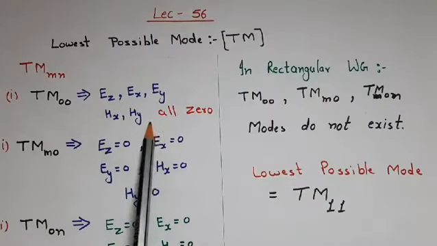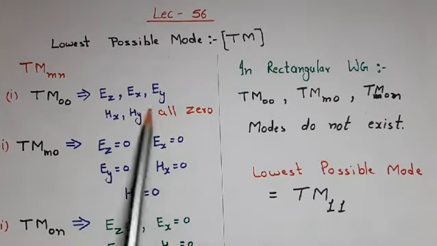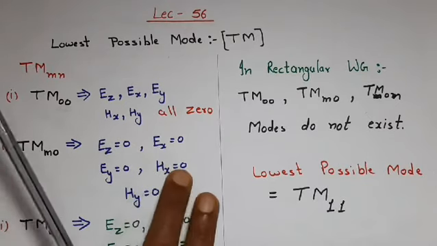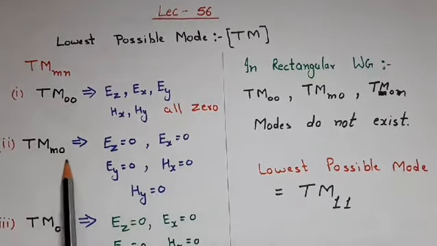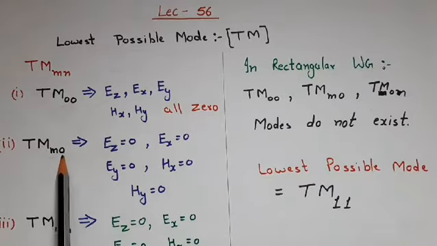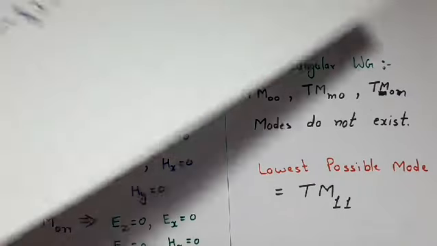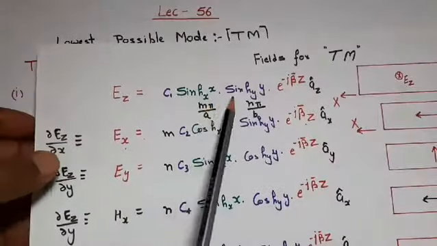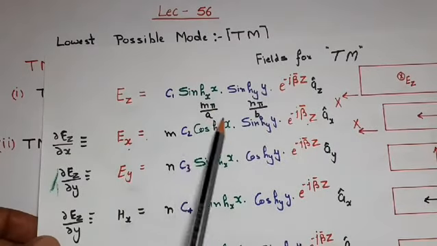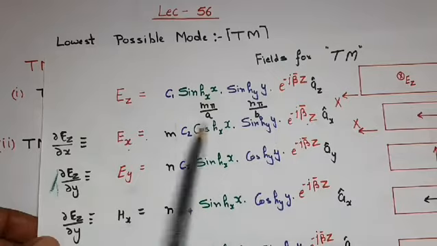can never exist. Now the next lowest possible mode can be if either one of m and n is equal to 0. First we take the case TMm0. It means m is a non-zero quantity and n is 0. If we observe for this, then Ez would be 0. Now if we observe Ex, then it is sine in y and cos in x. Because n is 0, Ex will also be 0.